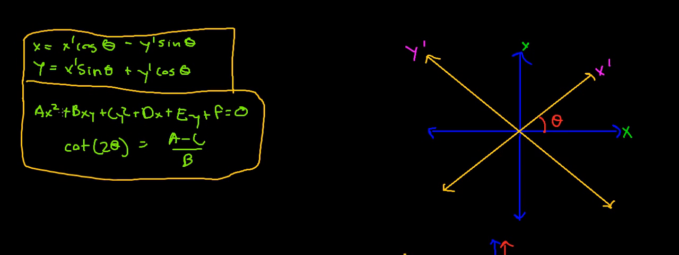And if b is 0, then I'm going to be left with a conic. I'm going to have an x squared, a y squared, those are going to be positive or negative, or I'm just going to have an x or a y squared, in which case it would be a parabola pointing one way or the other.